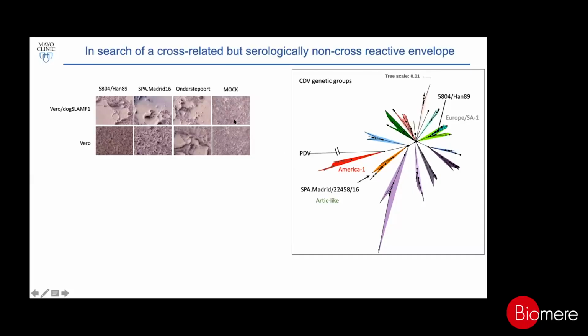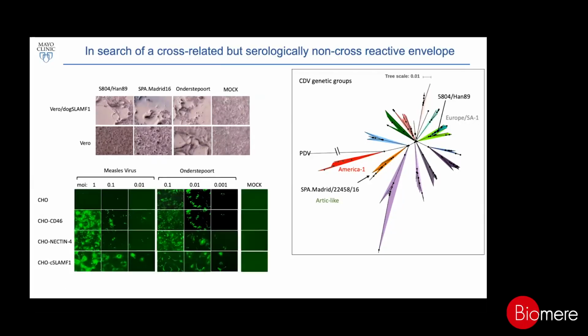We can see here that the Onderstepoort vaccine strain, which belongs to the America1 genetic group, not only infected Vero cells expressing canine SLAM, but also the parental Vero cells. By using recombinant viruses expressing the green fluorescent protein, we can more clearly observe that the measles virus vaccine strain infects CHO cells when they express CD46, Nectin-4, or SLAM. On the other hand, the Onderstepoort could infect even the parental CHO cell line expressing no known receptor. Since we cannot detarget tropism from a receptor that we don't even know, we focus on the two CDV isolates that I mentioned before, 5804 and SPA Madrid.